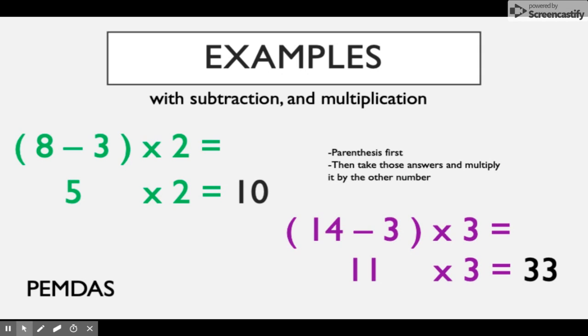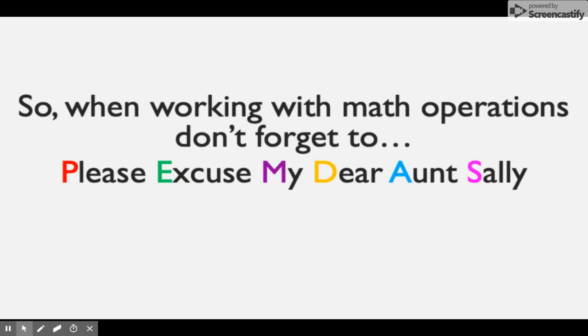In these examples, I am dealing with subtraction and multiplication operations. In the green example, I do see parentheses, so I first need to work through 8 minus 3, which is 5, and then drop the times 2 down to get 5 times 2 equals 10. In the last purple example, I do see parentheses, so we need to subtract 14 minus 3 and get 11, and then do 11 times 3 to get 33. So when working with math operations, don't forget to please excuse my dear Aunt Sally.